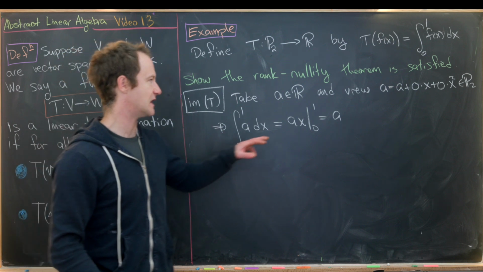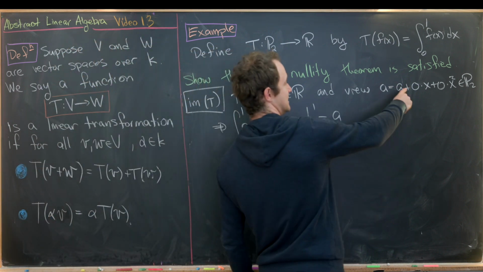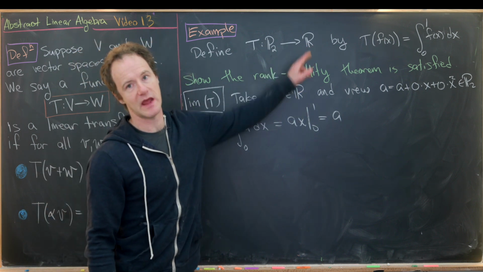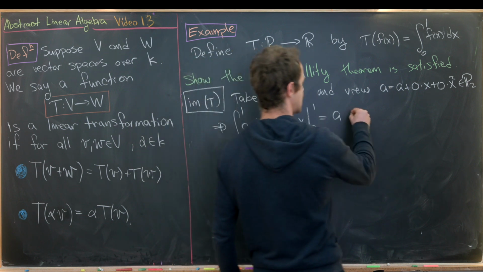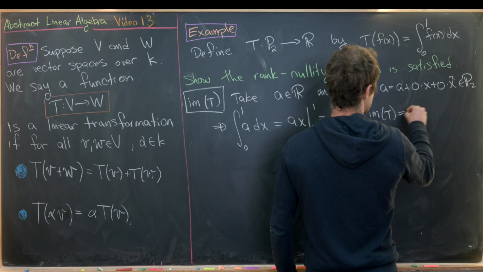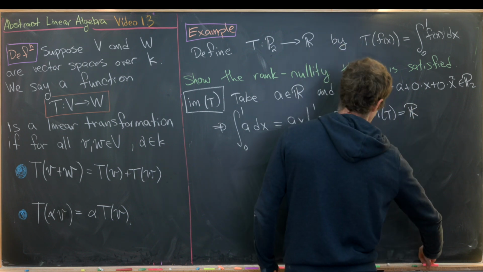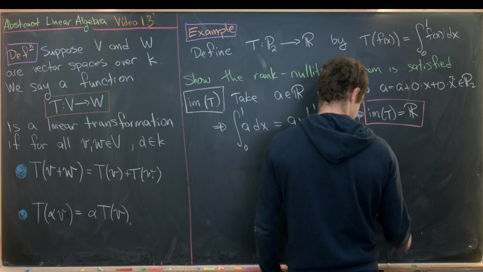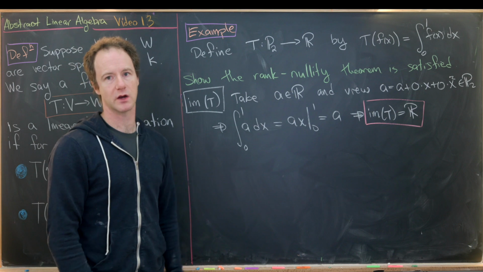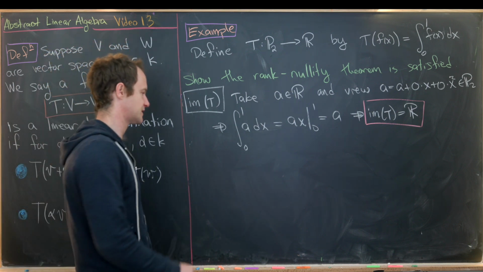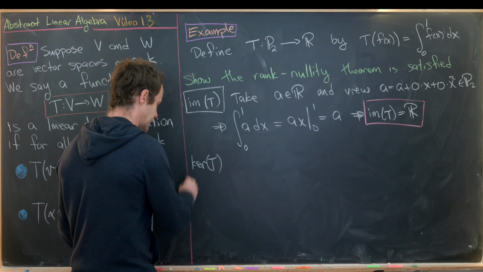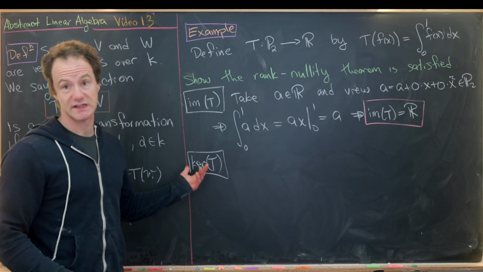So in other words, we found a preimage, which is this thing right here, of our element from our codomain R. But that's exactly what we need for this to be onto, in other words, surjective. So we have the image of T is all real numbers. Okay, so in other words, this thing is surjective. The dimension of the image is 1 because R is one-dimensional. Okay, so now let's look at the kernel of T. This is going to require a little bit more work, but let's get to it.